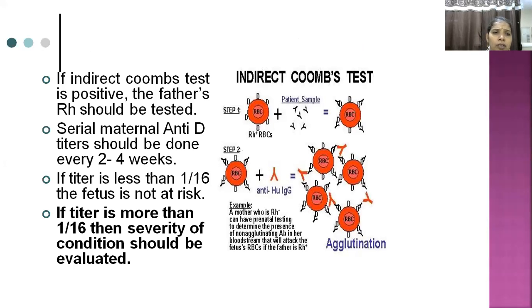If the direct Coombs test is positive, the father's Rh should be tested. If the indirect Coombs test is positive, serial maternal anti-D titer should be done every 2 to 4 weeks. If the titer is less than 1 in 16, the fetus is not at risk. If the titer is more than 1 in 16, the severity of the condition should be evaluated.